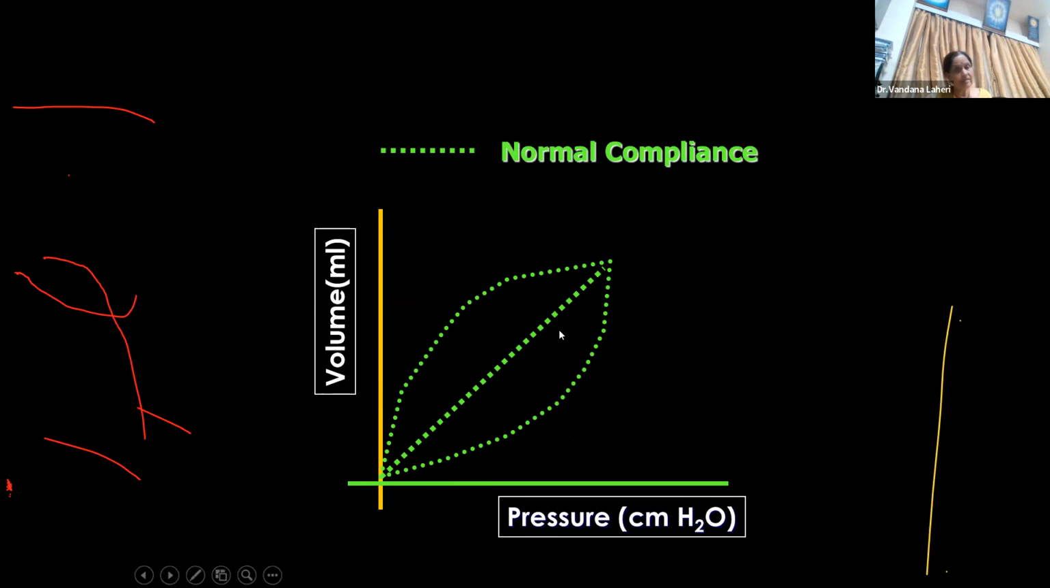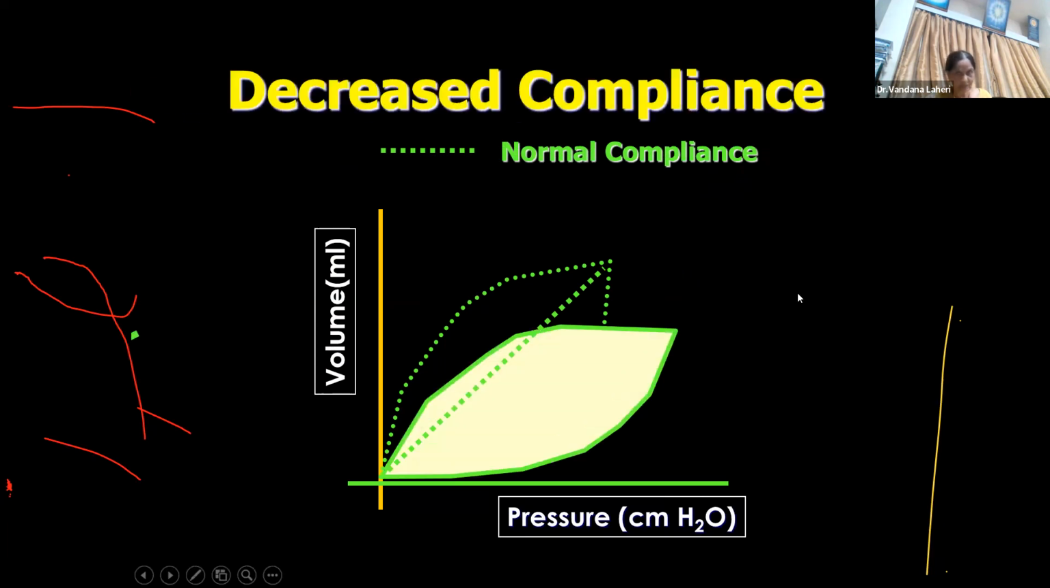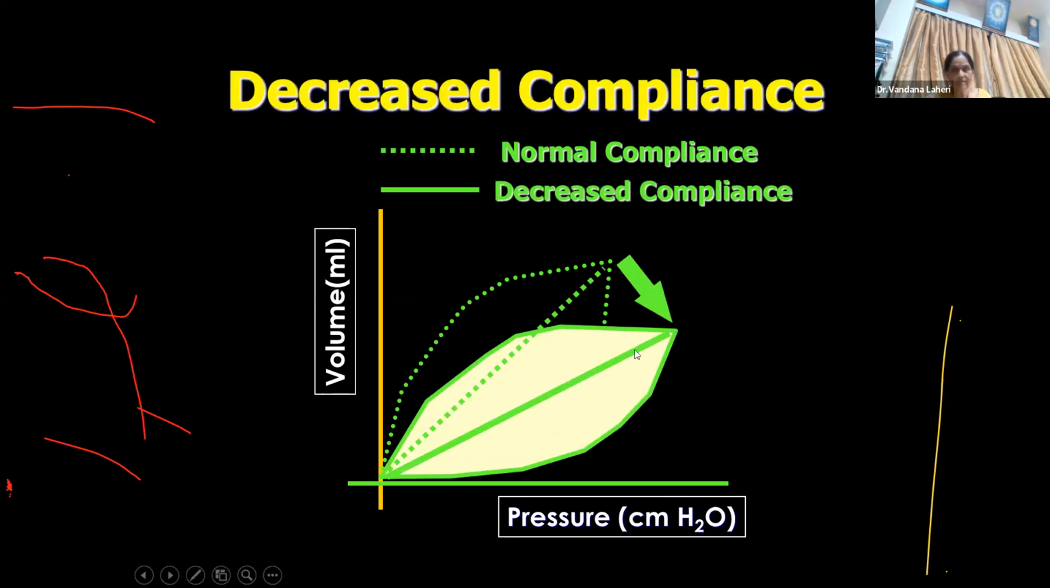Normal compliance is this, let us say. This is decreased compliance, because to achieve the same volume, you require higher pressures. And despite higher pressures, the volume achieved is very less. So this is called decreased compliance. And the compliance increases, can you see? This leads to decreased VT.